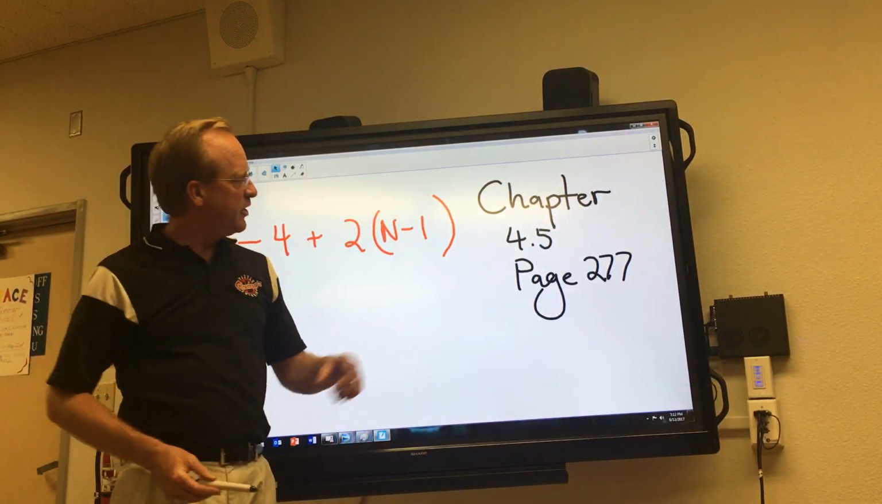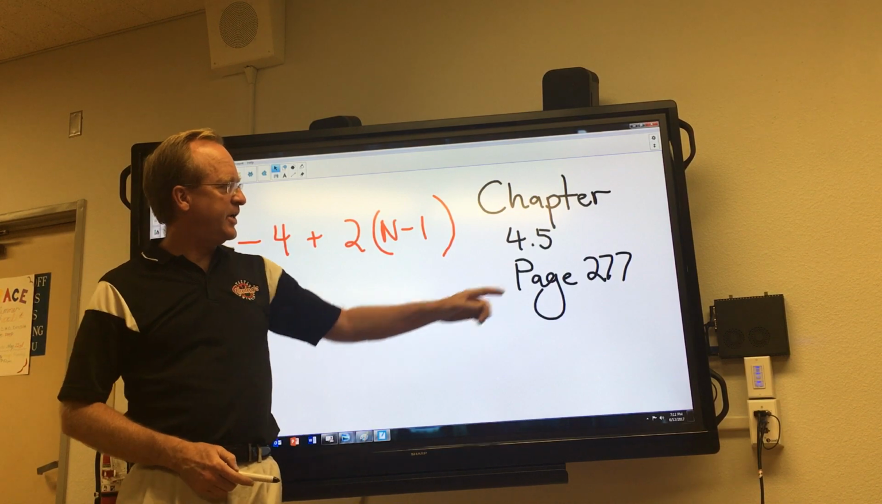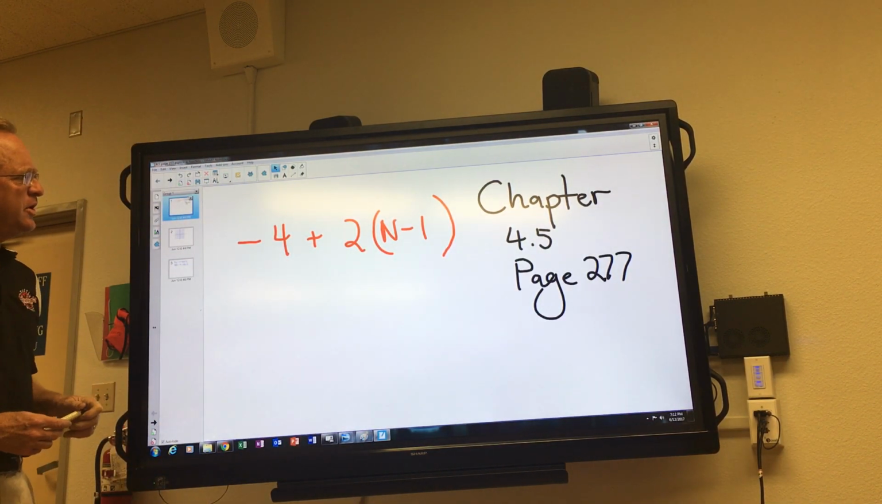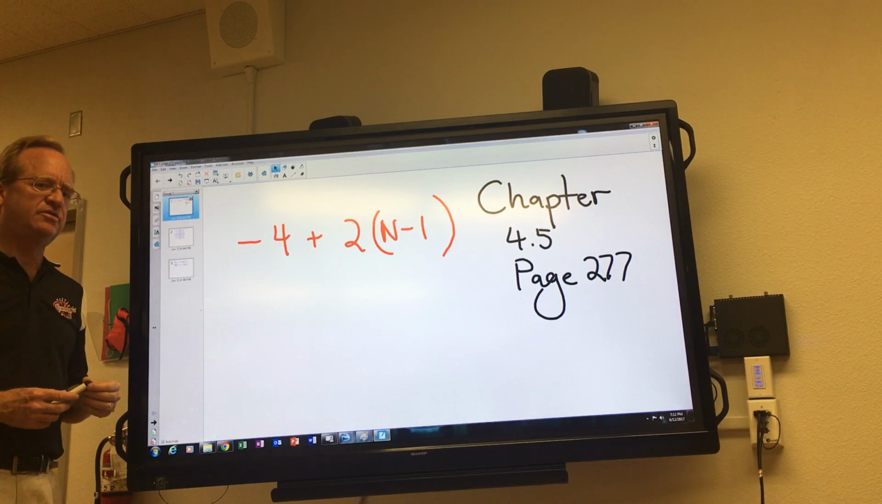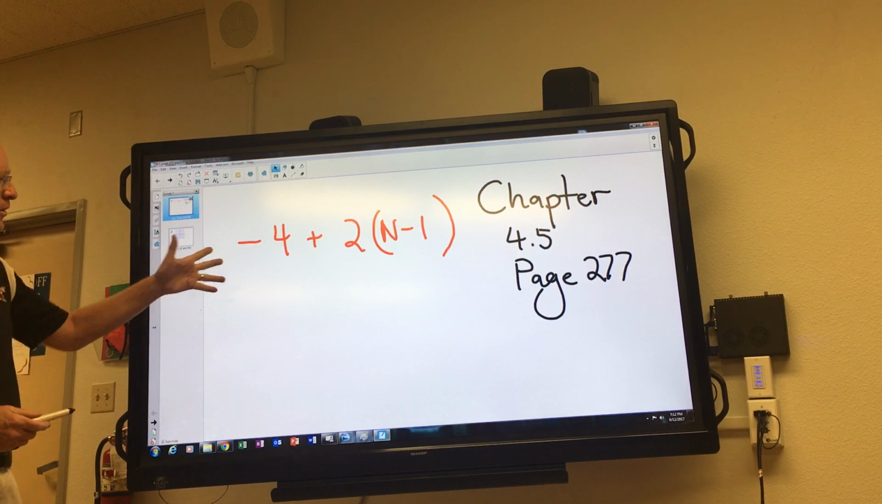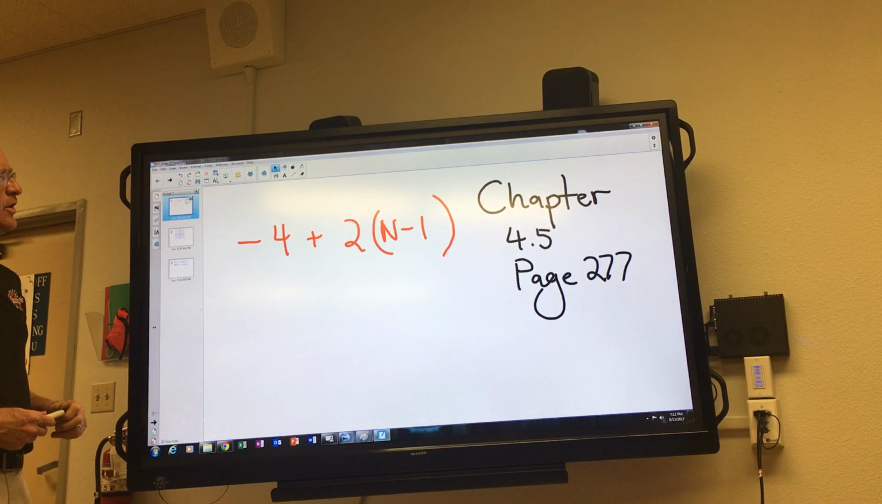Okay, so today we're going to be looking at chapter 4.5. We're on page 277. And what we're going to be doing is changing an explicit formula into a regular function. So here we have an explicit formula for an arithmetic sequence.